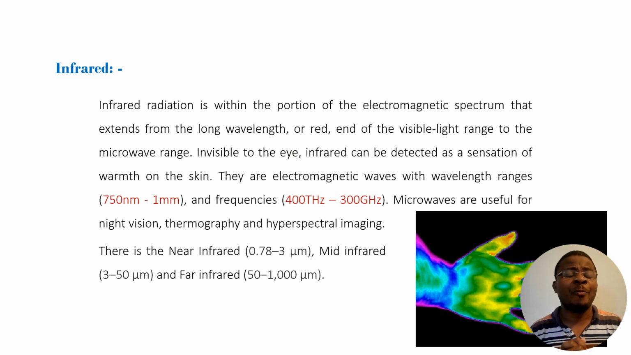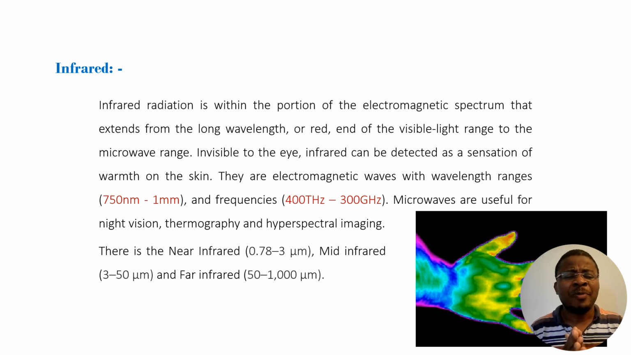Going further from the microwave, we have the infrared. The infrared radiation is within the portion of the electromagnetic spectrum that extends from the long wavelength or red end of the visible light to the microwave range. Although the infrareds are invisible to the eye, they can be detected as a sensation of warmth on the skin. So you can see the diagram we have there, with the human arm, the phalanges, the wrist, and the ulna and radius. You can find that if the hand passes through the infrared, that's the picture you will find.